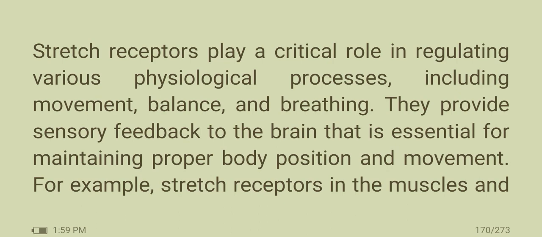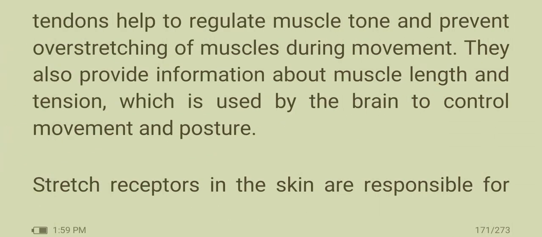So functions include: stretch receptors play a critical role in regulating various physiological processes, including movement, balance, and breathing. They provide sensory feedback to the brain that is essential for maintaining proper body position and movement. For example, stretch receptors in the muscles and tendons help to regulate muscle tone and prevent overstretching of muscles during movement. They also provide information about muscle strength, length, and tension, which is used by the brain to control movement and posture.